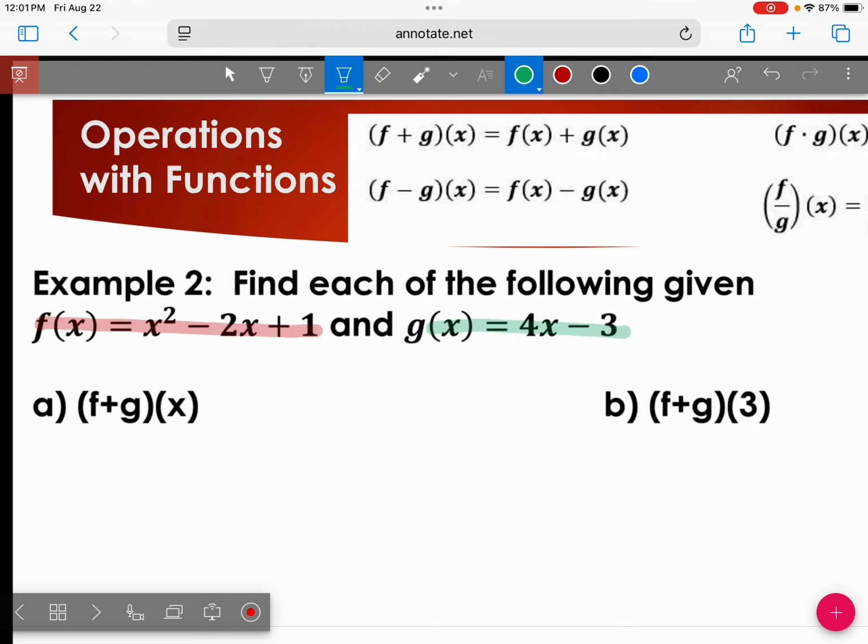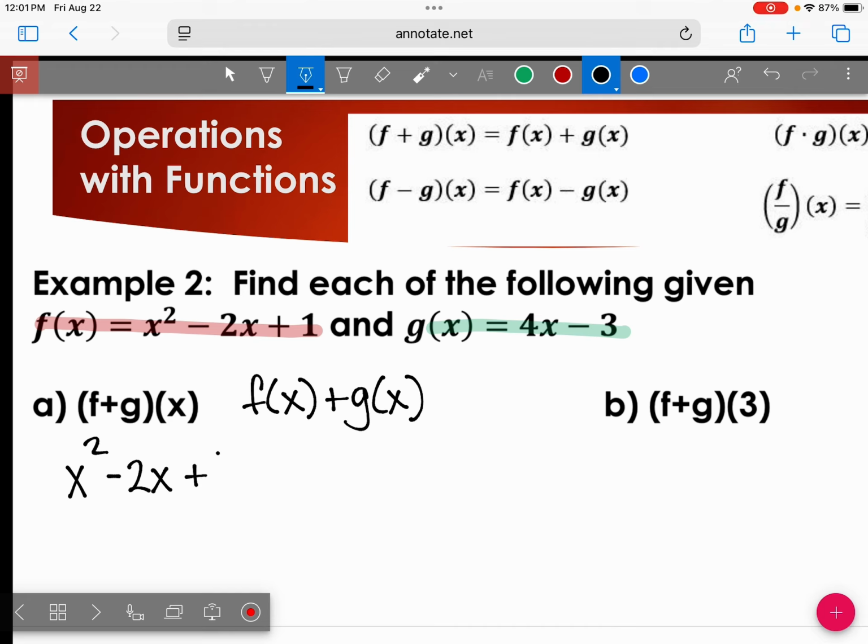So for the first one, we're just adding f of x and g of x. When you see f plus g of x, that means take f of x plus g of x. So that would be x squared minus 2x plus 1 plus 4x minus 3. Go ahead and combine your like terms.